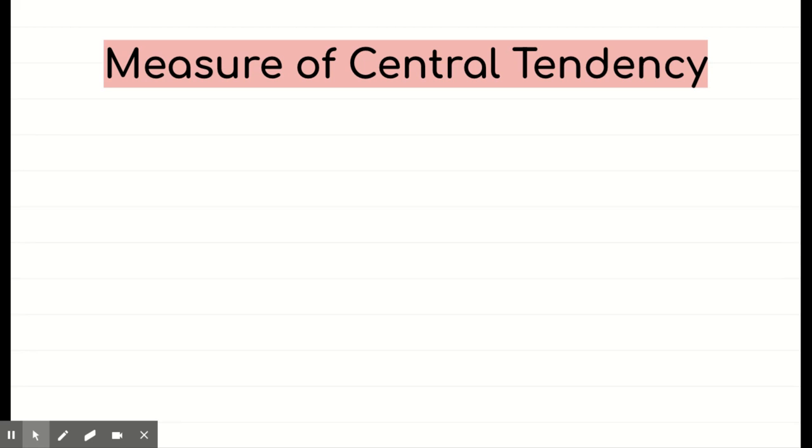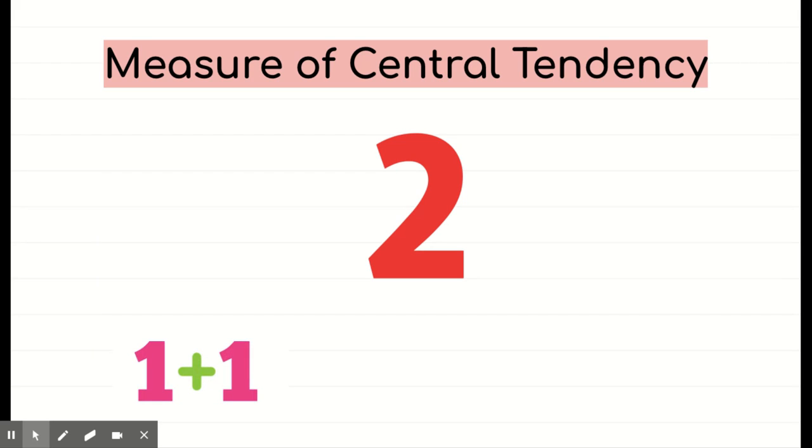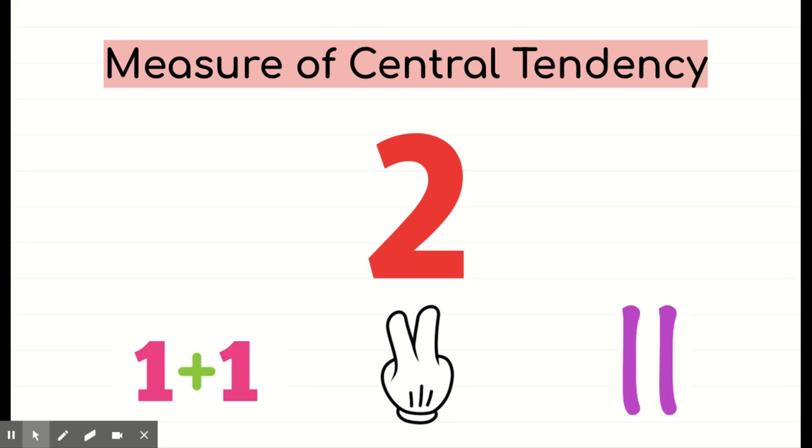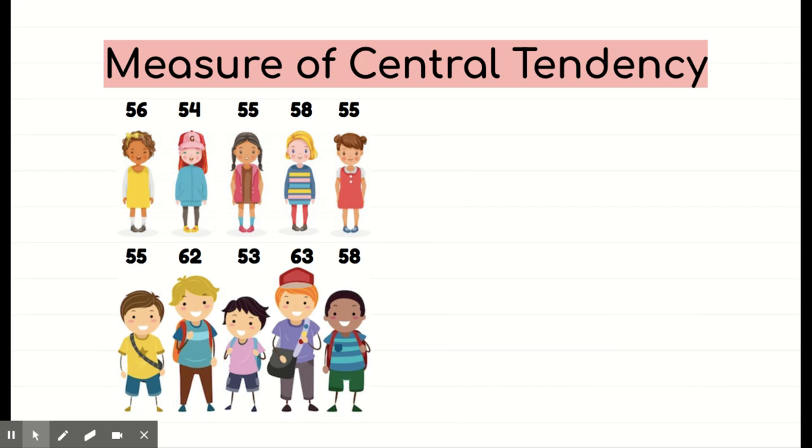Now, if you think about how to describe a number, let's say describe the number 2 without using the number 2, of course, then you can think of doing 1 plus 1 equals 2, or you can think of showing two fingers, or you can even use a tally. But what about if we want to describe a big set of data? For example, the height of a group of 10 boys or girls, how can we simplify those data into one single number? And that's where measure of central tendency comes in.